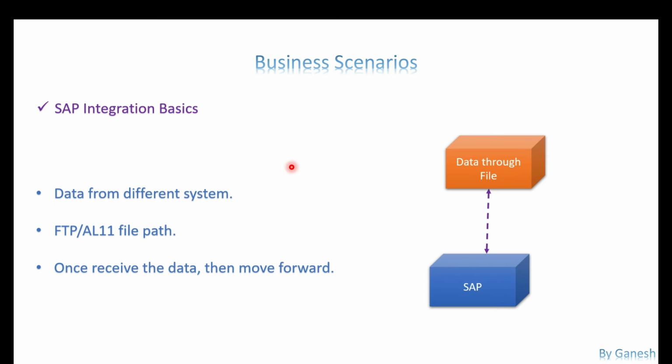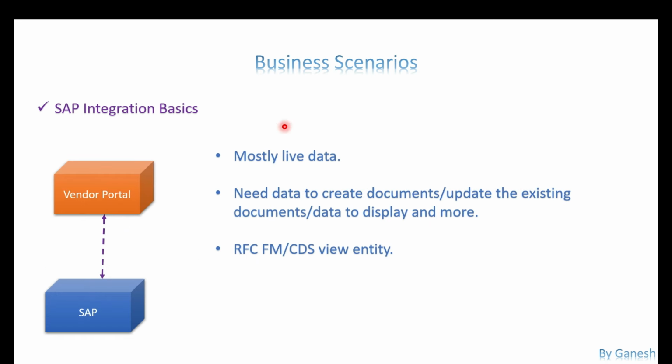So the next one is vendor portal. Vendor portal and SAP system communication is mostly for live data. I want to know what the purchase order status is. I want to know how the materials are getting designed. So these are mostly retrieved from SAP to the portal level. So vendor portal is one of the examples. In a generic portal, I can say.